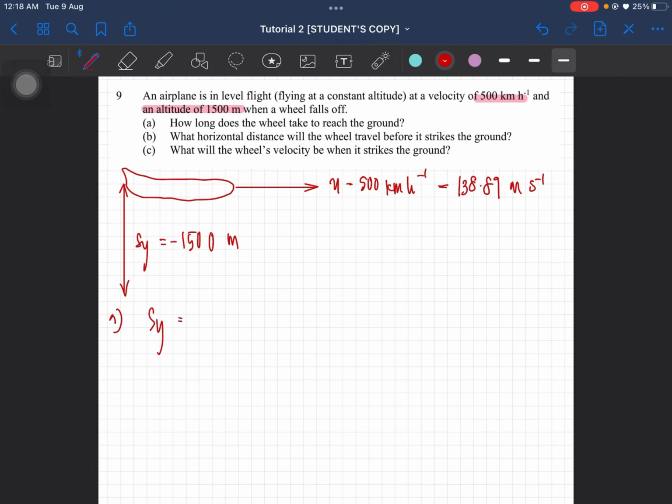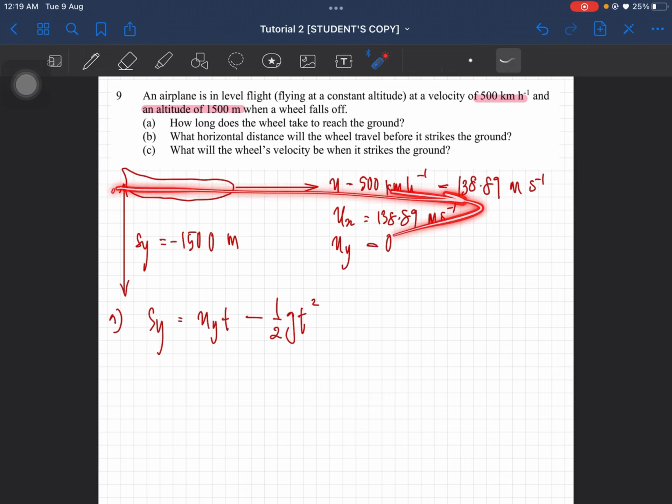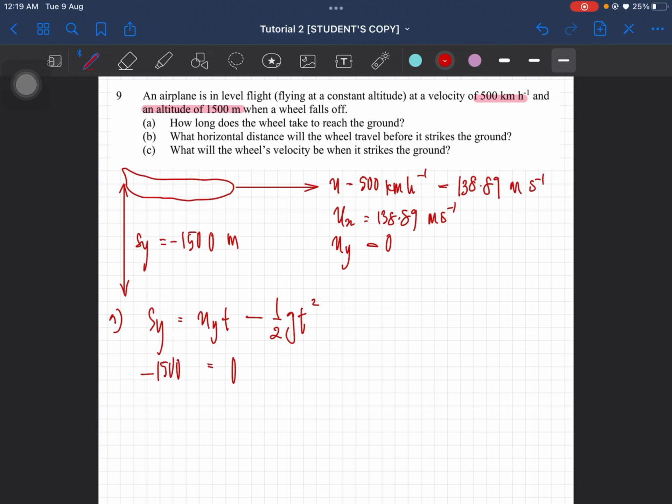So this one, we are gonna just use sy = uy t minus half g t square. Okay, so from here we have ux to be equal to 138.89 meter per second lah. And then uy is equal to 0 sebab the aeroplane is flying horizontally, not vertically. Okay, so the time for this part is gonna be negative 1,500 = 0 minus half 9.81 t square, so the time will be equal to 17.49 seconds.